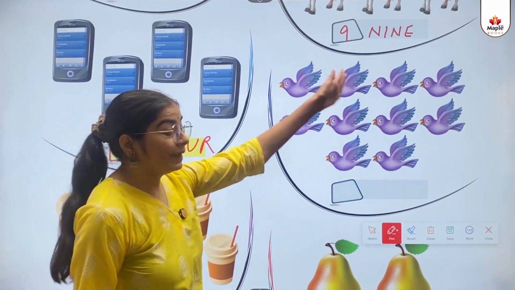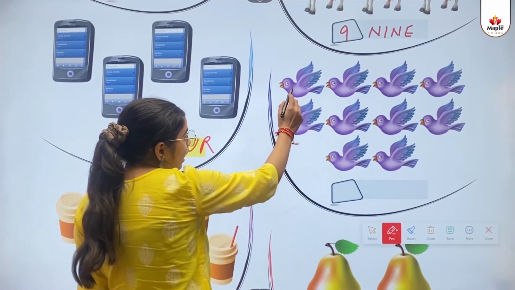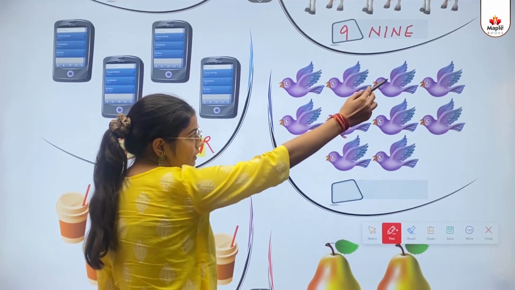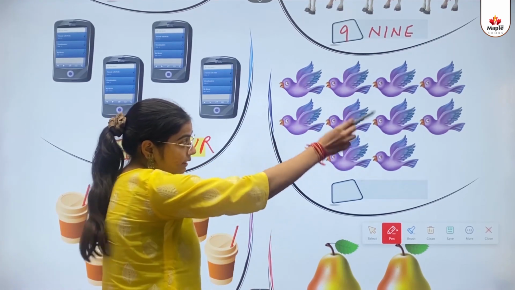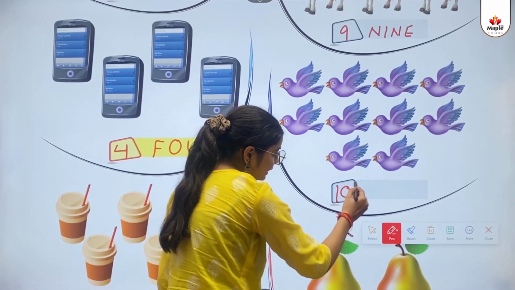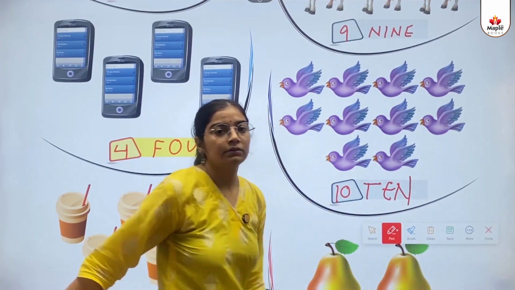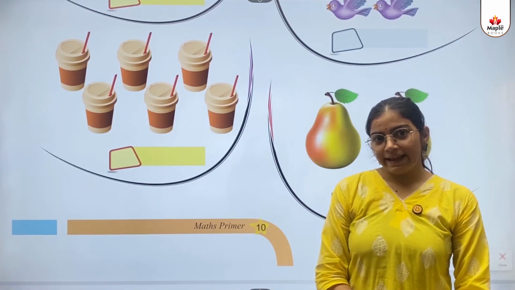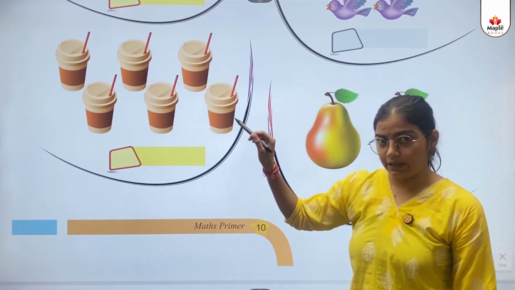Then how many birds are given? So we will count. 1, 2, 3, 4, 5, 6, 7, 8, 9, 10. So here are given 10 birds. T E N. 10. Then in this picture, as you can see, cups are given here.